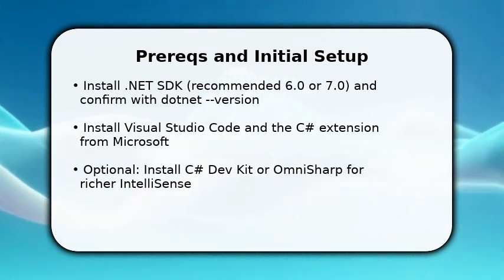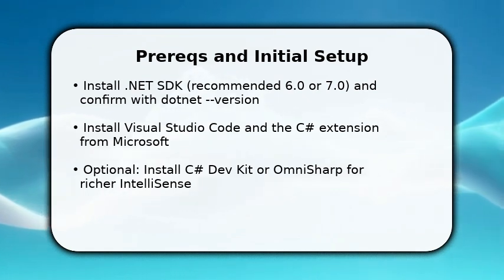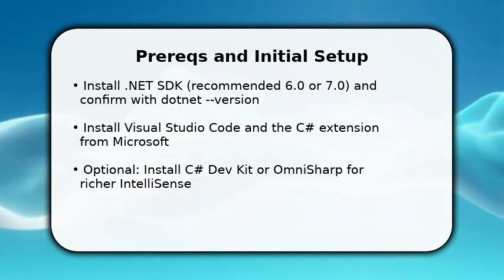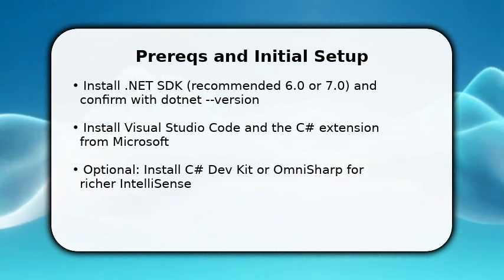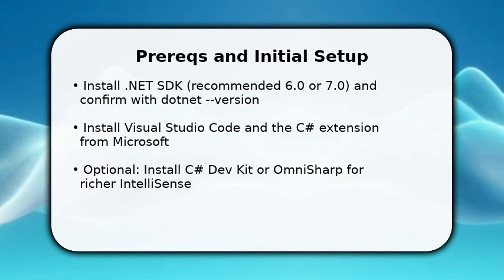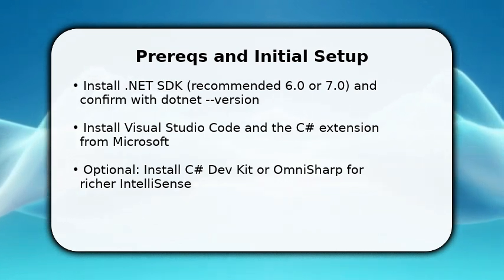Make a new folder and use dotnet new console to scaffold a minimal app. This creates Program.cs and a project file so VS Code detects the workspace. Make sure to open the folder, not just a file, so extensions can initialize and discover the project context.